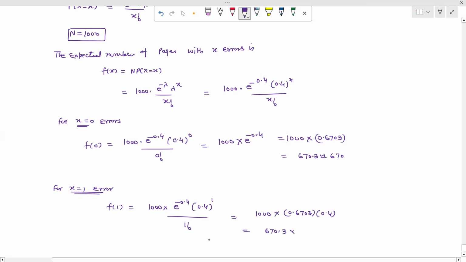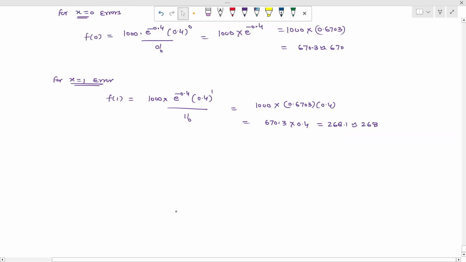So this is 670.3 into 0.4. When we multiply this, it gives us approximately 268.1 something. So we can take it as equivalently 268. So 268 pages have only one error. Now we calculate for two errors. So x equal to two errors, we will calculate for f2.